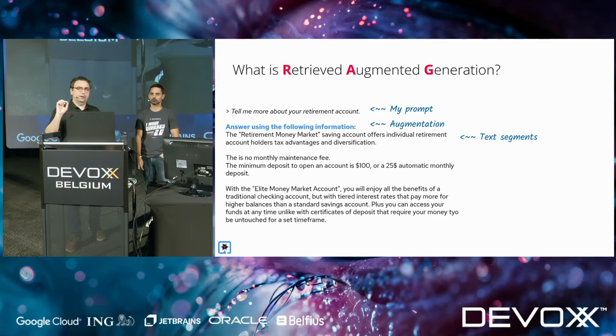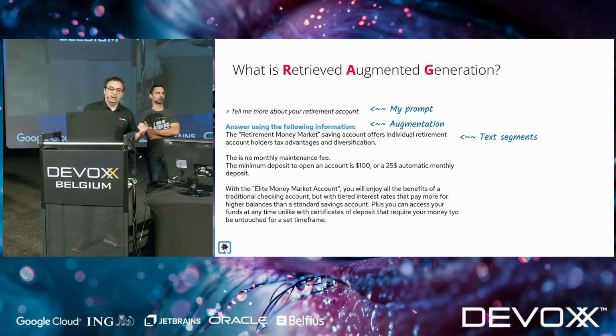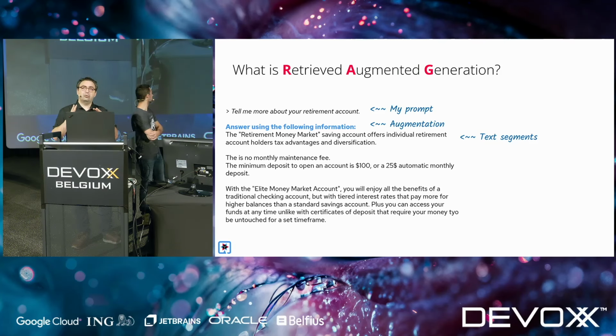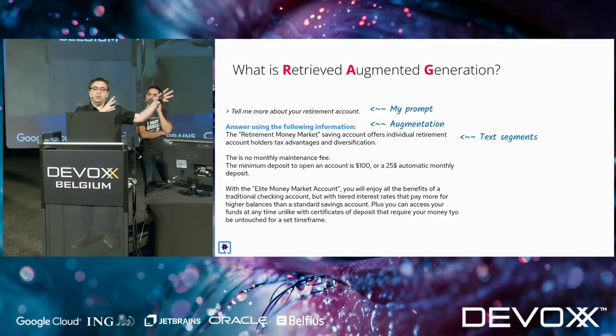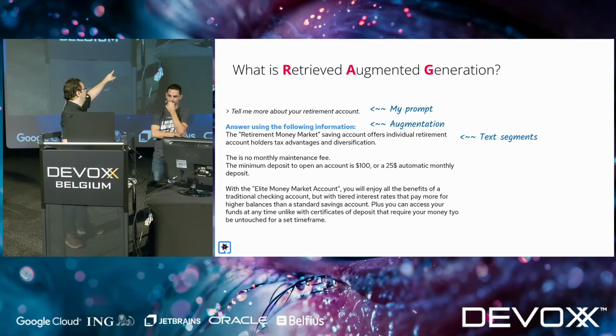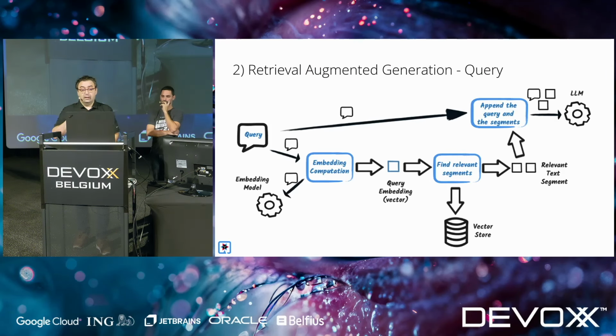The second part is where the magic happens. If you ask something like, tell me more about your retirement account, imagine that I am a bank, this is my prompt. What we are going to send to the LLM to reason about is not just that query, because it doesn't know about our retirement accounts and the products of my bank. It's going to augment that prompt, so the augmented generation comes from here, with the text segments. It's going to introduce its sentence, answer using the following information, which you can obviously customize, and the different text segments. Here we have 3 of them from my documents. That's what is depicted here.